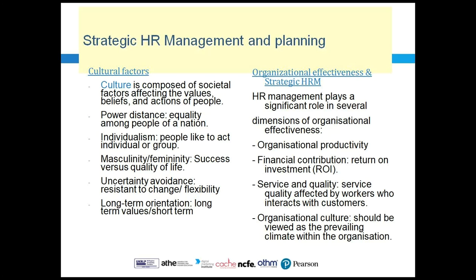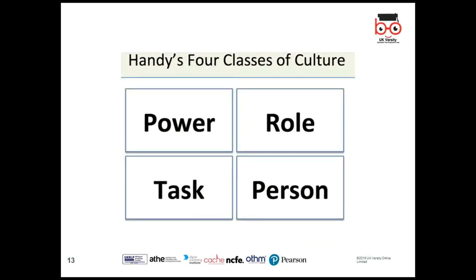Organization effectiveness and strategic human resource management play a significant role in several dimensions of organization effectiveness: organization productivity, financial contribution, return on investment, and service and quality. Quality is affected by the workers who interact with the customer. Organization culture should be viewed as the prevailing climate within our organization. Any question? No. Okay.